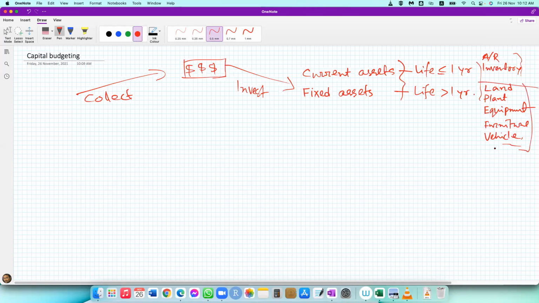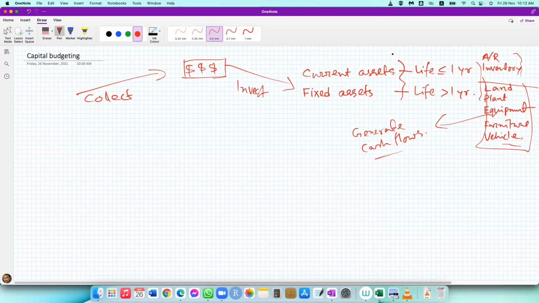For a longer period, every asset will generate what? Cash flows. Am I right or wrong? If you have the asset, it will be used in the business to sell your product or service, and when you sell your product or service, you will get some cash flow. So the assets normally have different cash flows.